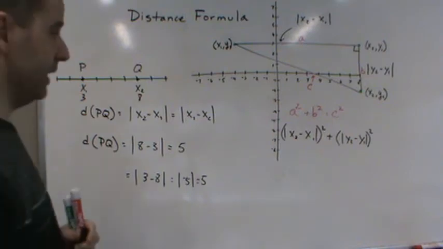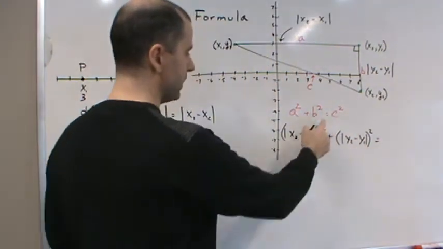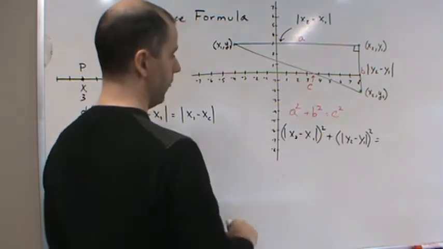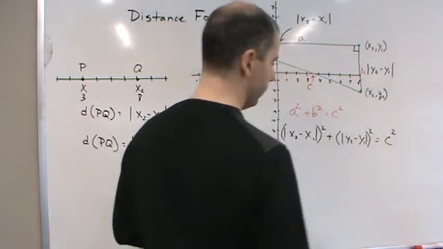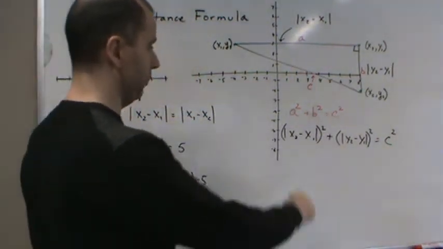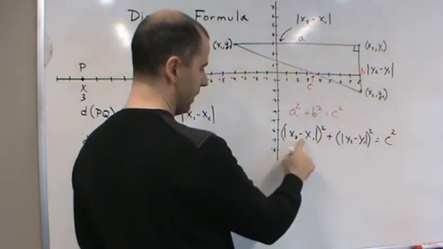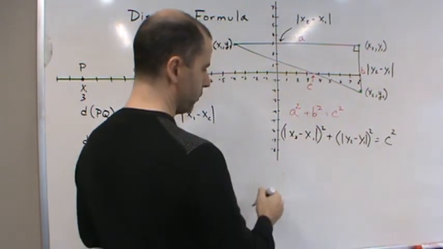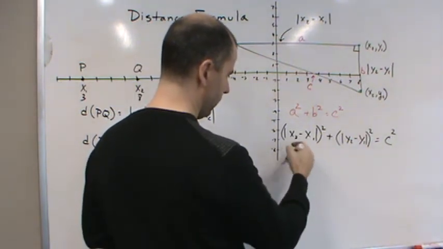And so that has to equal what? That has to equal c squared. Well, what's c squared? Well, that's what we're trying to figure out, right? We're trying to figure out what c is, the hypotenuse. And so what happens? Well, the first thing to notice is that since we're squaring these, we can drop the absolute values. Okay? So let's rewrite these just without the absolute values.